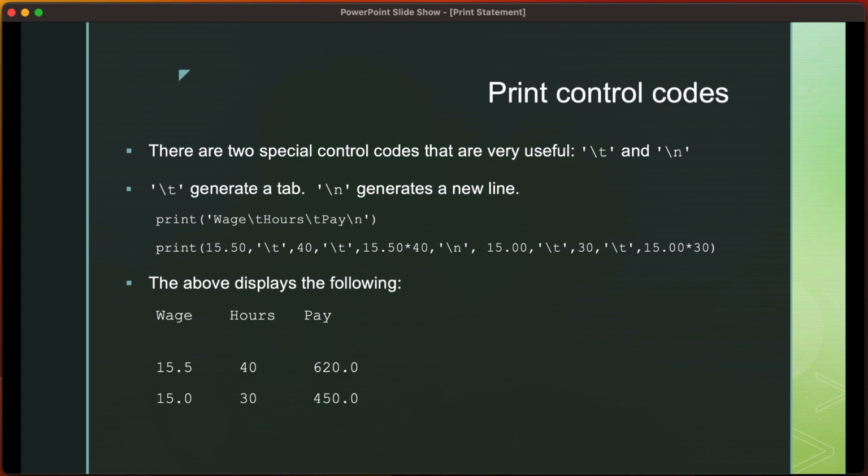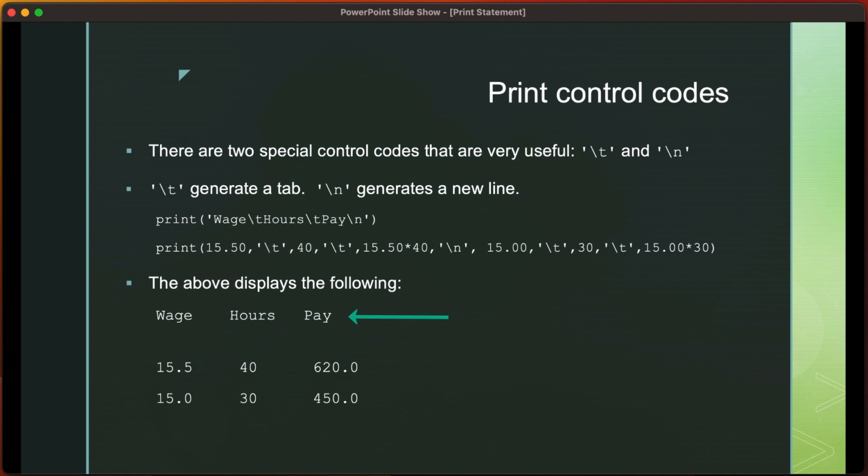There are two special control codes that can be very, very useful. One is the \t and the other one is \n. And on my keyboard, the \ key is immediately above the return key. The \t generates a tab, which is very useful for generating tables. \n generates a new line. Now, you may not use this often, but it is, again, very useful, especially if you want to generate a table. If you look at the print statement in the first line, that's going to generate the headings of our table: wage, hours, and pay.